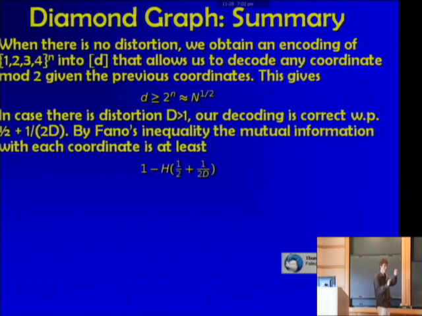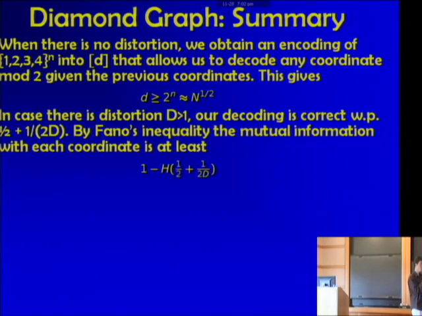Just because this cross edge is not 1. The statistical distance is not 1, but now it's 1 over d. And because the statistical distance is 1 over d, this is the bias I can get in prediction. And then you just have to plug it into Fano's inequality, and this is what you get.